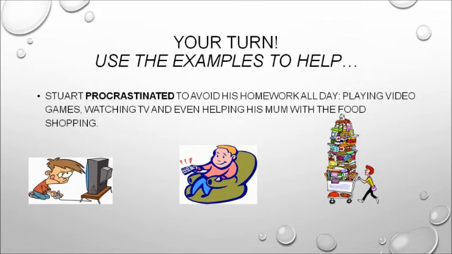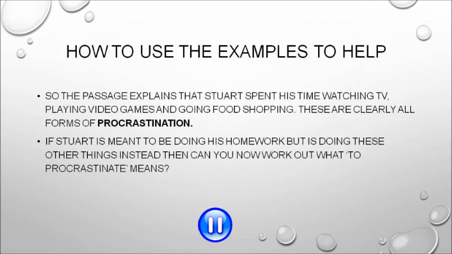Ready? It's your turn! So use the examples here to help you work out what this word means. Stuart procrastinated to avoid his homework all day, playing video games, watching TV, and even helping his mum with the food shopping. So in the passage, it said that Stuart spent his time watching TV, playing video games, going food shopping. These are all forms of procrastination, so these are examples the writer's put in. So if Stuart is meant to be doing his homework, but is doing these other things instead, now you can have a wee pause of the video to try and work out what to procrastinate means.